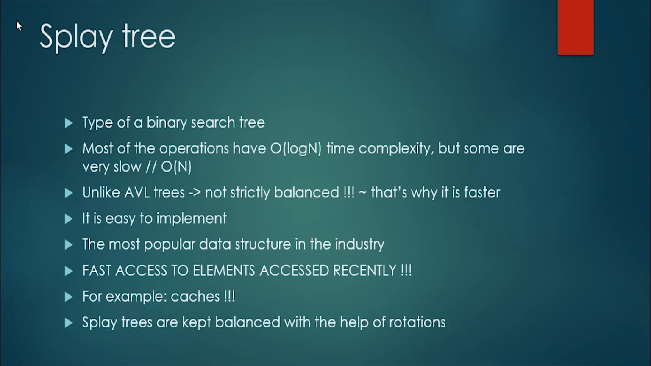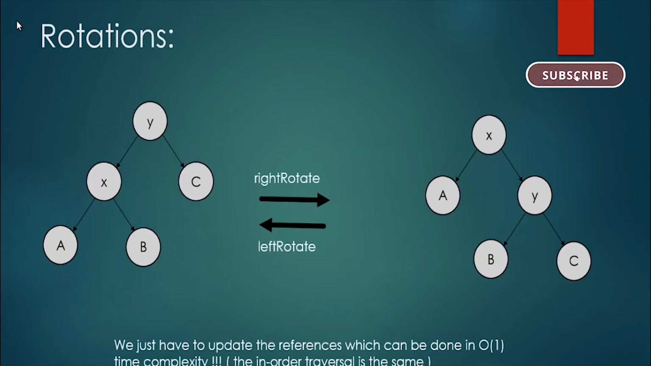So Splay trees are kept balanced with the help of rotations. These are the kind of rotations we are familiar with from AVL trees. For example, in the first tree there's a root node y, and it has a left child x. If we want to make a right rotation, then x will be the root and the right child of x will be y. And of course it is symmetric, so we can make the rotation in the opposite direction. If the root is x and we want the root of the new tree to be y, then we have to make a left rotation. We just have to update the references, which can be done in constant time complexity. And that's why making these rotations is very fast.